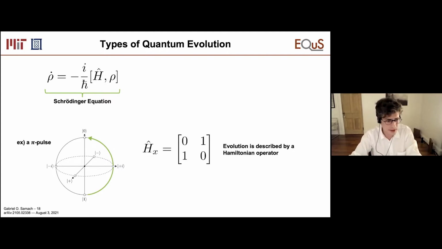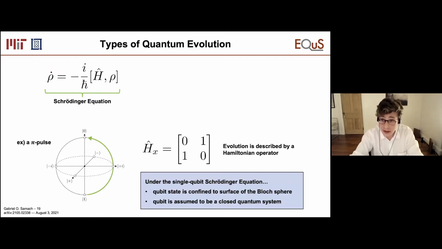And I'm not going to belabor the Schrödinger equation in a whole lot more detail, except to say that under the single qubit Schrödinger equation, your qubit state will always be confined to the surface of your Bloch sphere. And you're assuming that your qubit is going to be a closed quantum system. So all information that you put into your qubit state stays in the state for all times. Now, again, as an experimentalist, we know that the picture is not so clear. And indeed, there are things that can happen in lab which cannot be well described by the Schrödinger equation, or at least the single qubit Schrödinger equation.